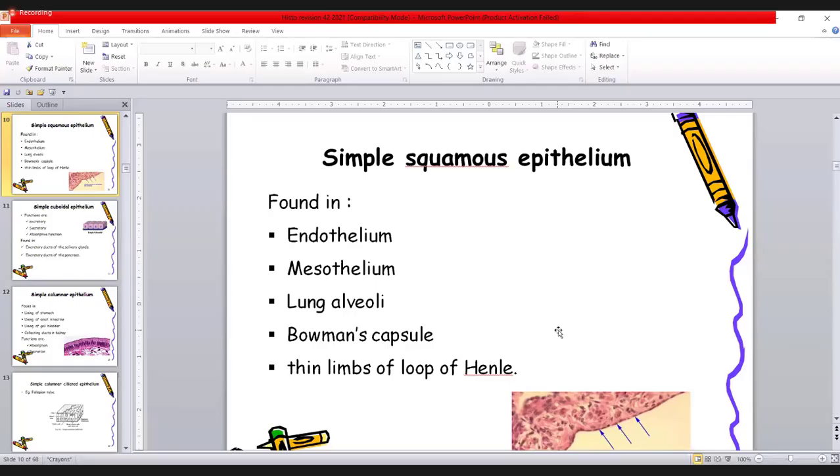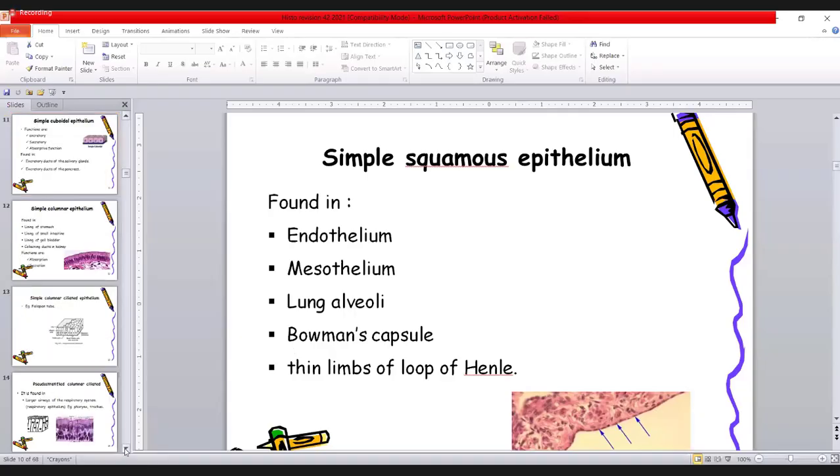Then simple columnar epithelium. Where do you find it? Quickly tell me the sites. Lining of stomach, small intestines. Yes. Then name a few organs. Uterus. Yes. And then gallbladder. All those places. So at least know three places.